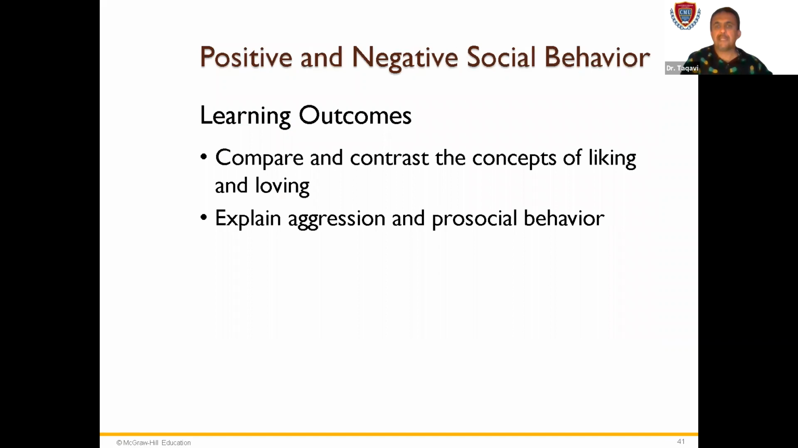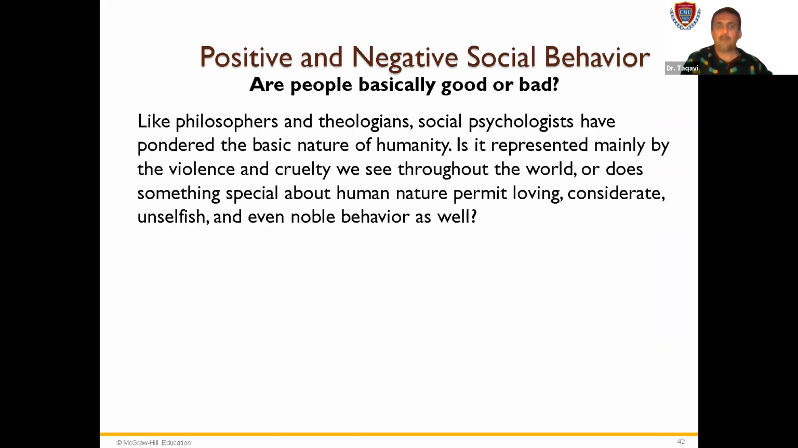And positive and negative social behaviors: compare and contrast the concepts of liking and loving and explain aggression and pro-social behavior. Are people basically good or bad? Like philosophers and theologians, social psychologists have pondered the basic nature of humanity. Is it represented mainly by the violence and cruelty we see throughout the world, or does something special about human nature permit loving, considerate, unselfish, and even noble behavior as well?